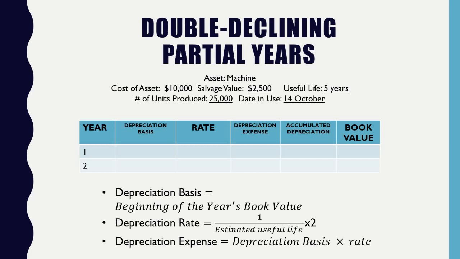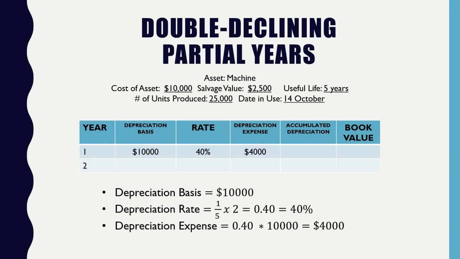So the depreciation basis, again, is going to be the beginning of the year's book value, which is 10,000. The rate is going to be 1 over 5, because it's 5 years, times 2, which is 40%. So that's going to give me a total of $4,000. 10,000 times 40% gives you $4,000. Now hold up. This is for a total of 1 whole year. In this case, you have to be very careful, because is your asset a whole year old right now?